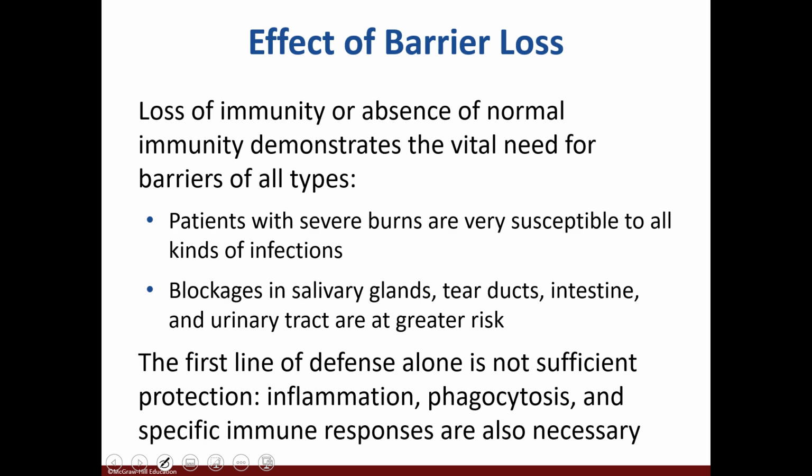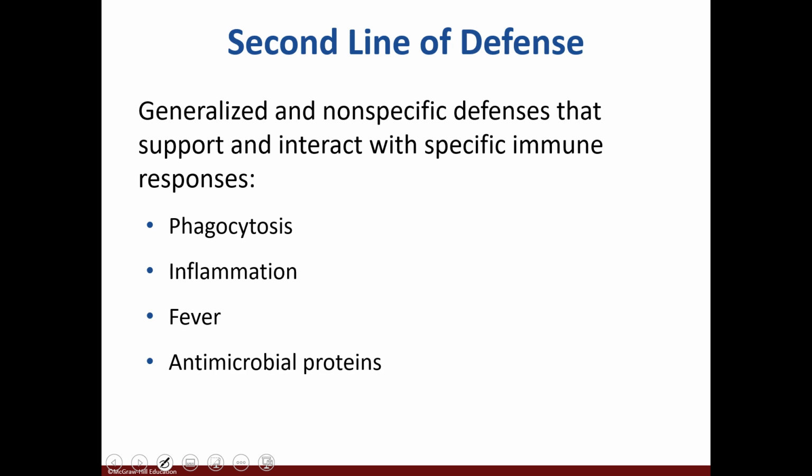So what happens if the barrier is lost? If a patient has severe burns with the barriers destroyed, they become more vulnerable to infections. Blockage in glands, as well as the tear ducts, intestine, and urinary tract, also leads to an increased risk of infection. This first line of defense is great, but by itself, it does not provide sufficient protection. The second line of defense is also necessary. The second line of defense is nonspecific as well and involves cells, the inflammatory response, fever, and proteins.